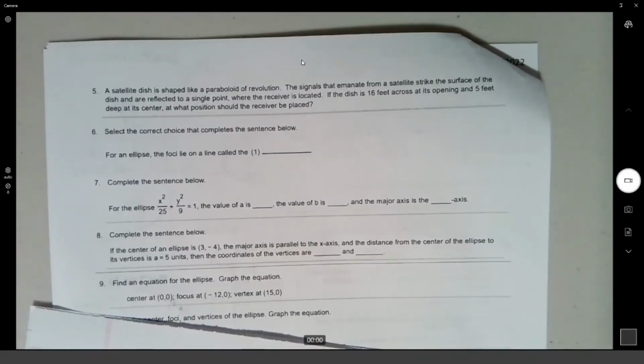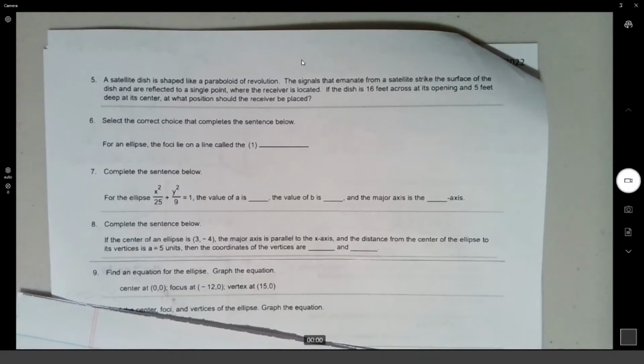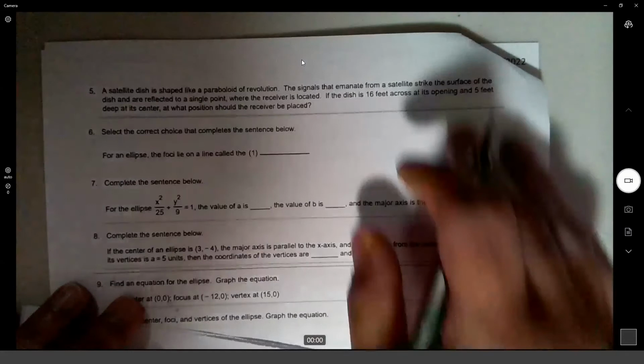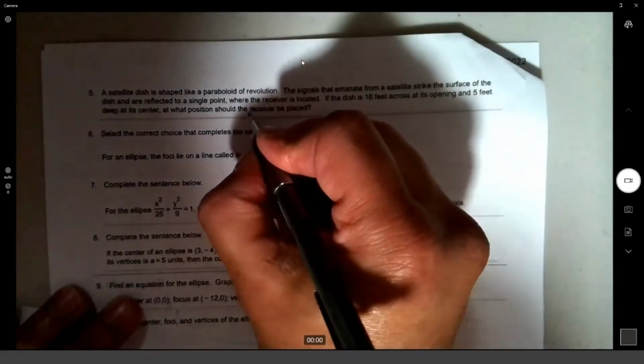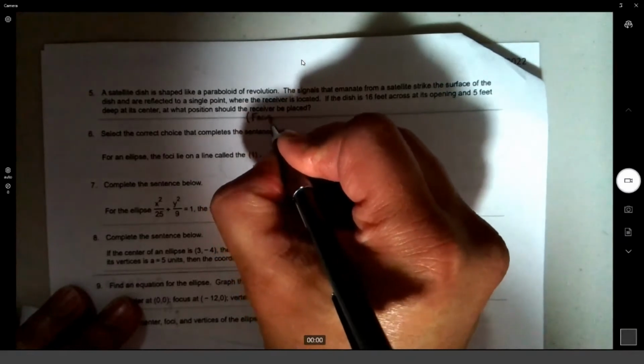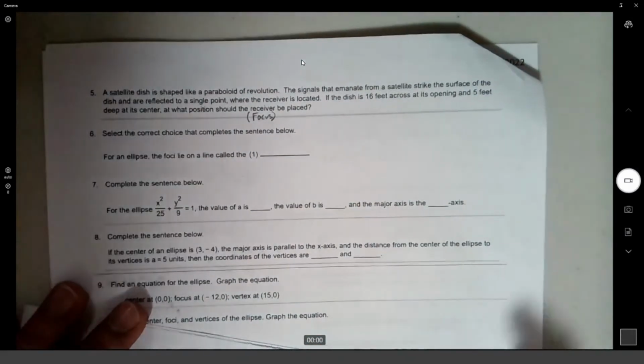It says a satellite dish is shaped like a paraboloid of revolution. The signals that emanate from a satellite strike the surface of the dish and are reflected to a single point where the receiver is located. If the dish is 16 feet across at its opening and 5 feet deep at its center, at what position should the receiver be placed? When you read this type of example, what I'm trying to define here is where should we put the focus?